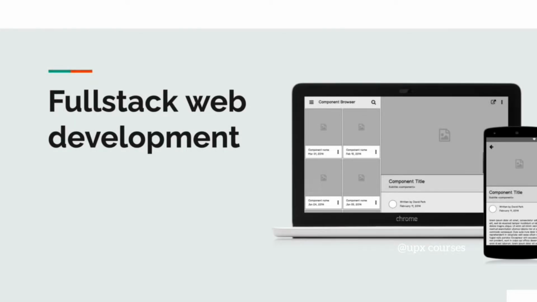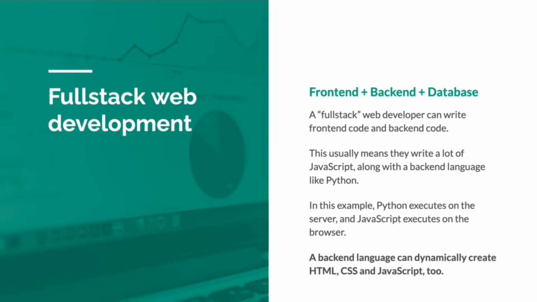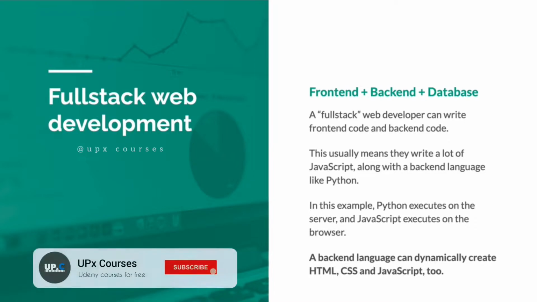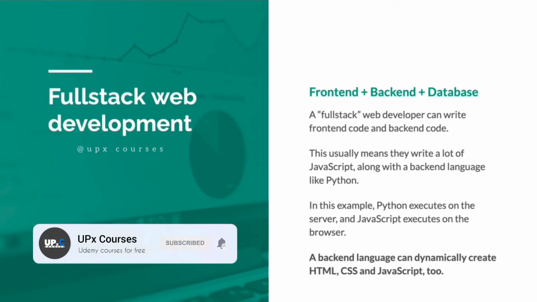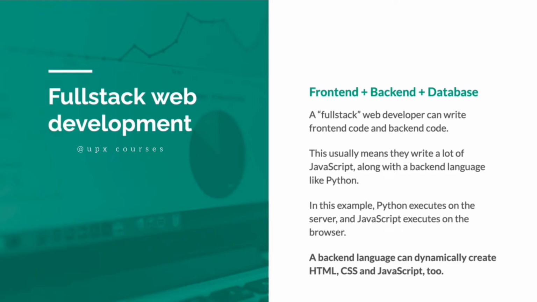Full stack web development. Full stack web development is front-end plus back-end plus a database. That's all that means. A full stack web developer can write front-end code and back-end code. So this usually means they write a lot of JavaScript along with a back-end language such as Python. So in this example, Python executes on the server and JavaScript executes on the browser.